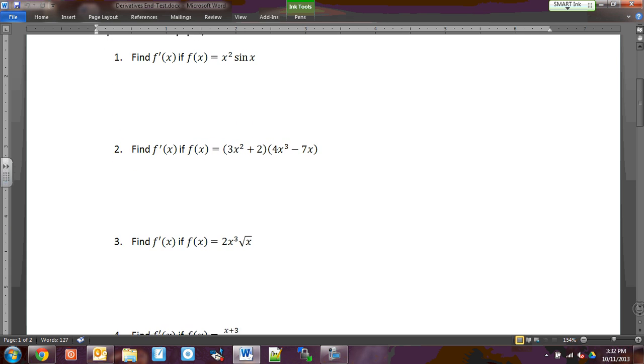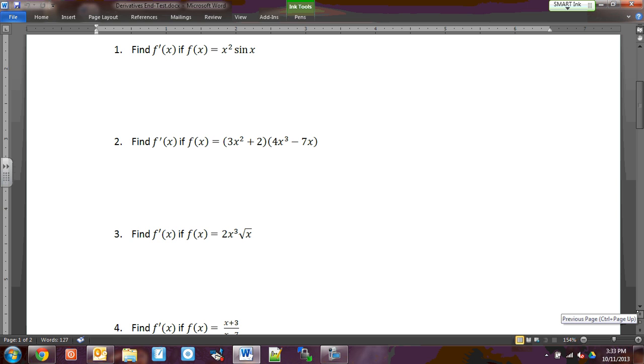Alright, let's get started. Number one, it says find f prime of x if f of x equals x squared times the sine of x. Since we've got two functions multiplied by each other here, we're going to have to use the product rule.